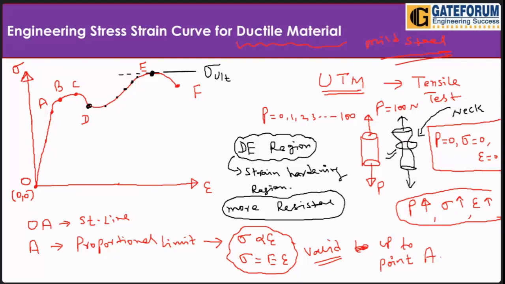This necking starts at the ultimate point only. So you can come to know in the lab, if you do this experiment in the third semester, that if necking is seen, then the material will break from there only.